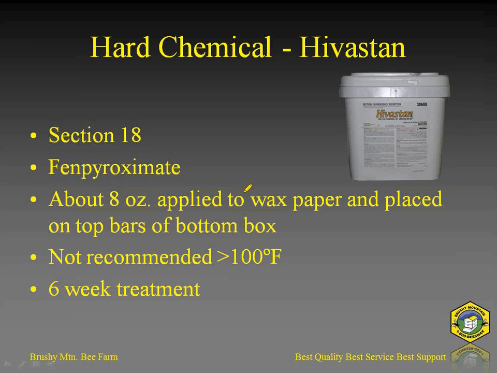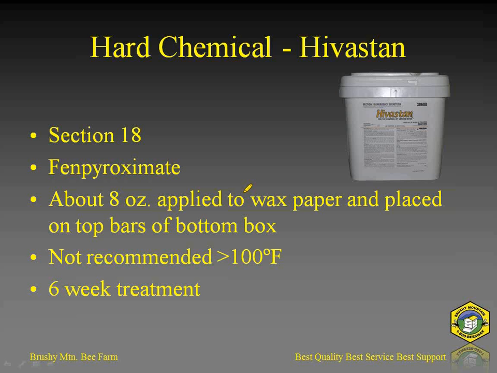It's not recommended for temperatures over 100 degrees, and the reason for that is it's a gel, and when you get conditions that hot, it actually begins to melt and sort of run off of the paper. It's a 6-week treatment period.